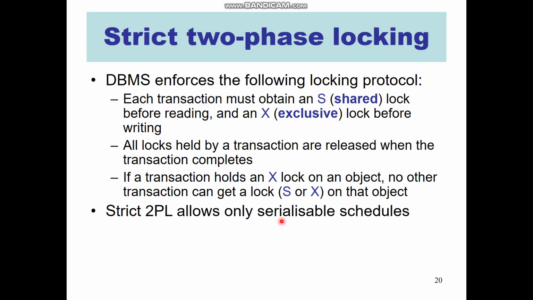It is only applicable to serializable schedules. Serializable schedules are those transactions which run simultaneously. If one transaction is completed and then the next transaction is run, it won't make any sense, because no resource will be shared between them. So the main purpose of strict 2PL is only for those transactions that run simultaneously.